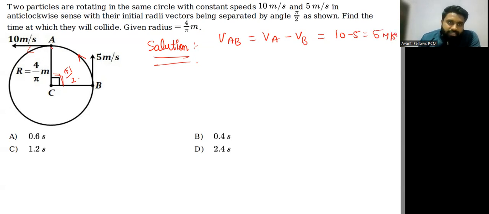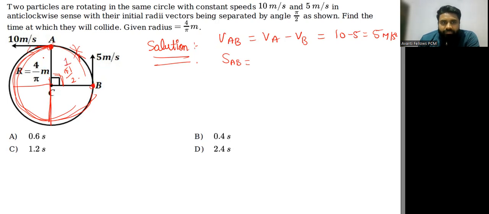Now the initial separation, it has to cover. So initially, what is the separation between A and B? It is this, because we are chasing this B with A. That is why we are choosing this distance, not this. Because we are not chasing A with B, we are chasing B with A. So the separation between A and B is, you can clearly see if you divide this circular path in 4 parts, 1, 2, 3, 4, 4 parts. So 1 plus 1 plus 1, 3 parts we have to cover. So it is 3 by 4th of the entire distance.